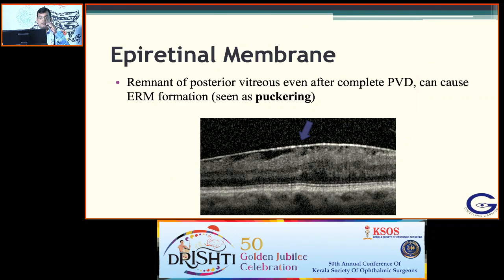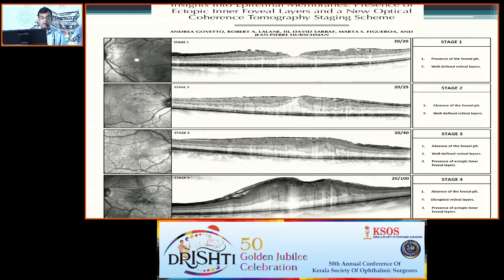Epiretinal membrane is basically a remnant of posterior vitreous even after complete PVD, and can cause ERM formation, which is seen clinically as puckering. OCT shows a hyperreflective line over the retina with the puckering of inner layers. This is a grading showing how different stages are seen on OCT.